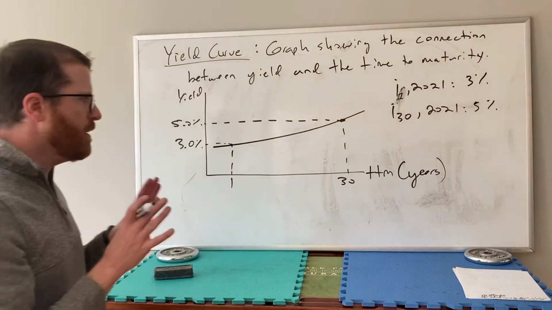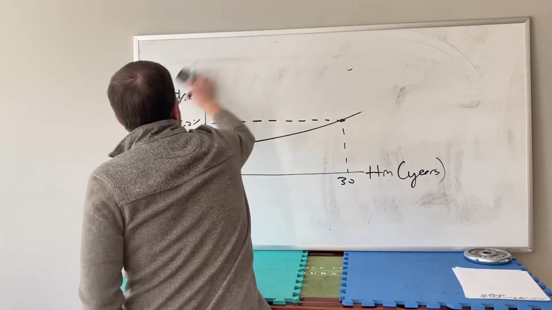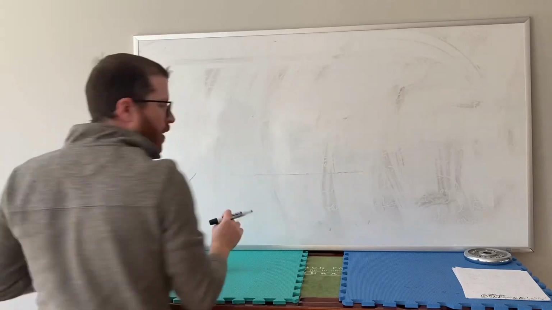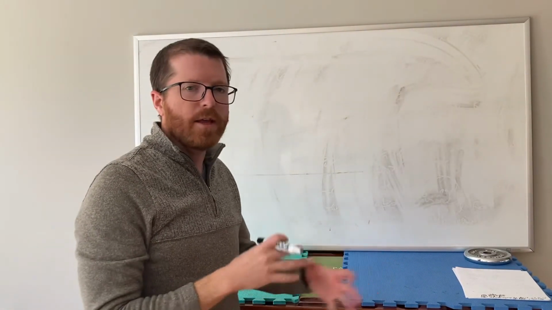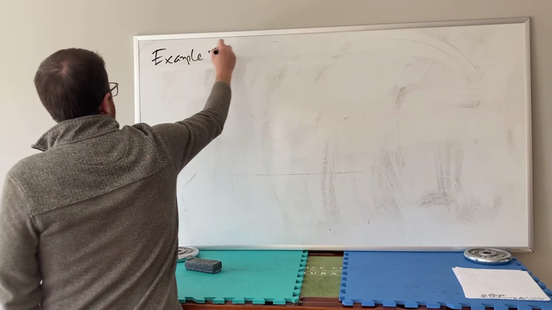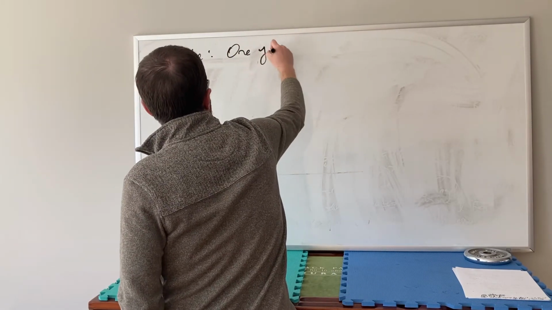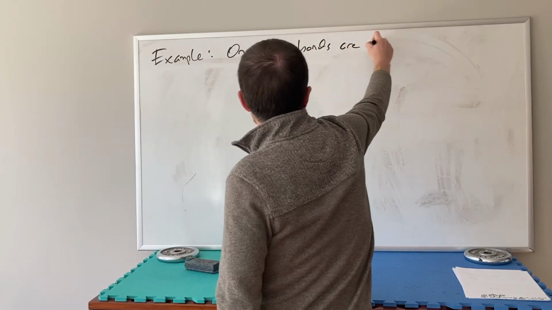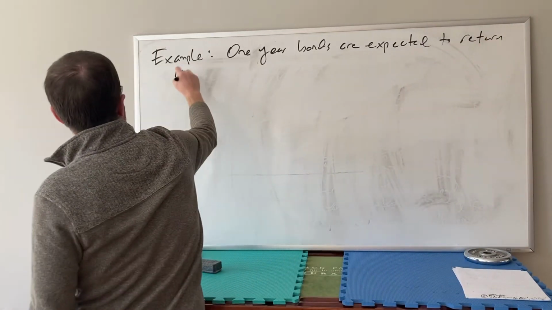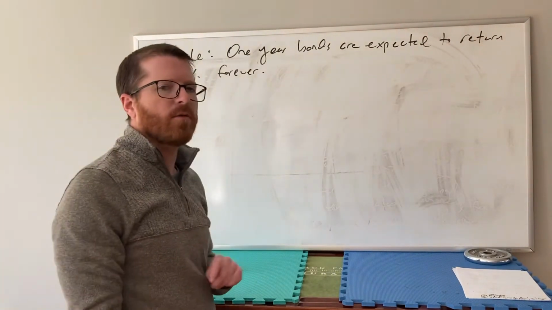So here is what we know about this curve in regards to the interest rate premium, the risk premium that we were referring to a bit ago. So let's start with expectations theory and then move our way into thinking more realistically about the way bonds work. As an example, imagine that 1-year bonds are expected to return 4% forever. Okay? 1-year bonds are expected to return 4% forever.